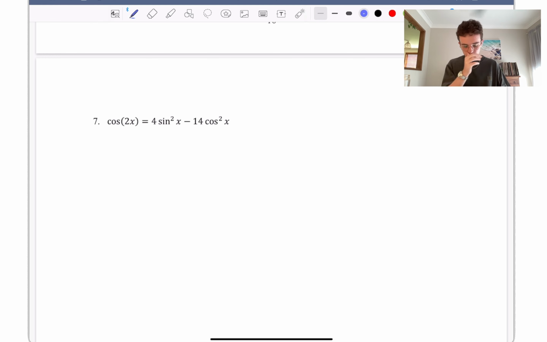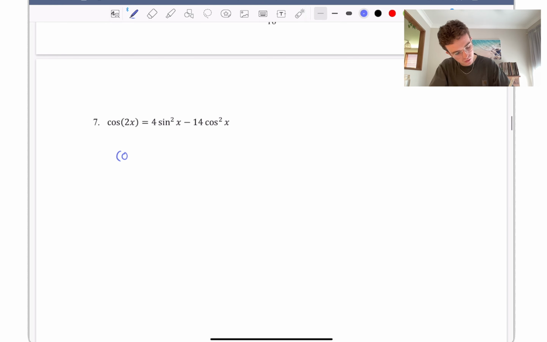This one says we've got cos of 2x is equal to 4 sine squared of x minus 14 cos squared of x. Again, we've got lots of different functions and different angles. The thing that comes to mind first is the fact that cos of 2x is cos squared of x minus sine squared of x. And that's equal to 4 sine squared of x minus 14 cos squared of x.